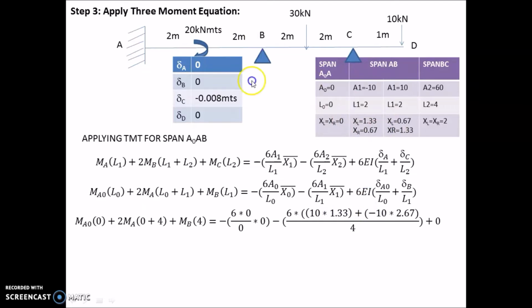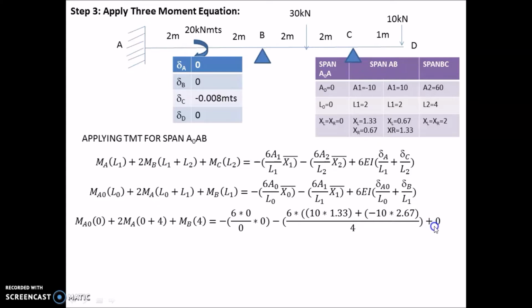Now coming to this point, I calculated from here to here A1 into x1 bar. Now I should also calculate from here to here, that is A1 into x1 bar for this point. A1 here is minus 10 and x1 bar, that is xr from here to this point, is 0.67. From here it is 0.67 plus this 2. So 2 plus 0.67 gives me 2.67 divided by L1, that is 4. And here the delta A0 is 0 and delta B is 0, so I took it as 0.